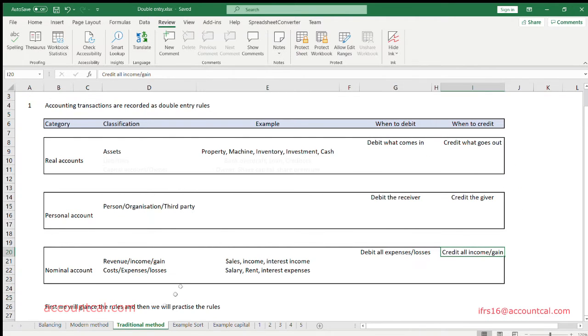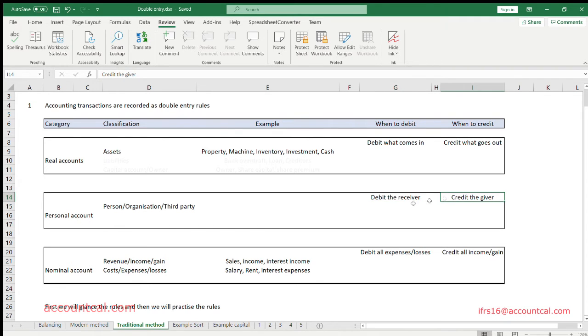For the traditional method, there are a lot of other rules, but I will explain only those which are easy to remember and which won't confuse you with the modern method. With assets, as per the traditional method, debit what comes in and credit what goes out. With third parties, any person other than the organization, it can be employee, supplier, customer, anybody, you debit the receiver, you credit the giver.